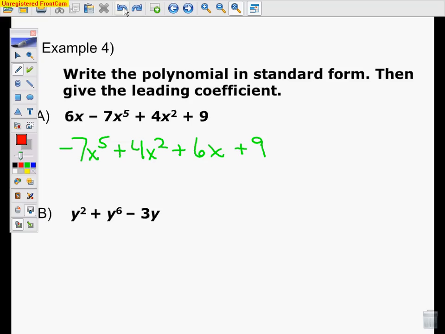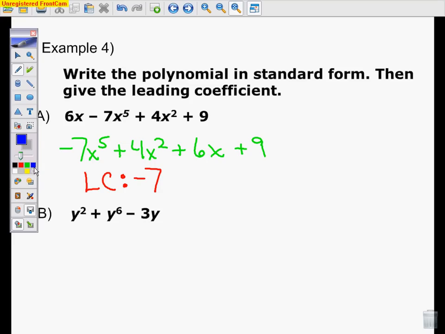Now the next part of this same one says find the leading coefficient. I'm going to call that LC. The leading coefficient is the coefficient that is out front when it's written in standard form. So that leading coefficient would be negative 7. Okay? All right, part B.